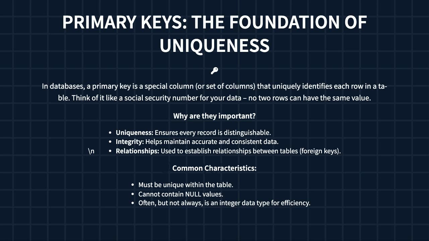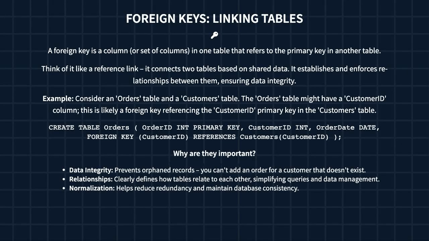for speed. Okay, let's talk about foreign keys. Essentially, a foreign key is like a little pointer connecting two different tables in your database. It's a column or sometimes a set of columns in one table that links back to the primary key in another table. Think of it as a reference, like a link saying this order belongs to this customer. It's crucial for making sure your data is consistent and accurate, preventing you from creating records that don't actually exist.